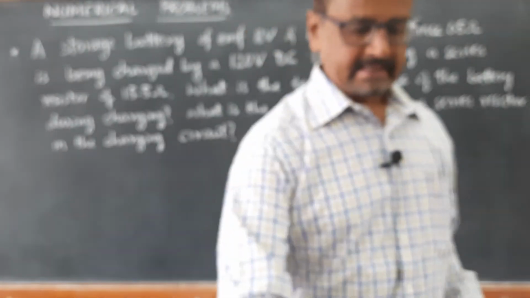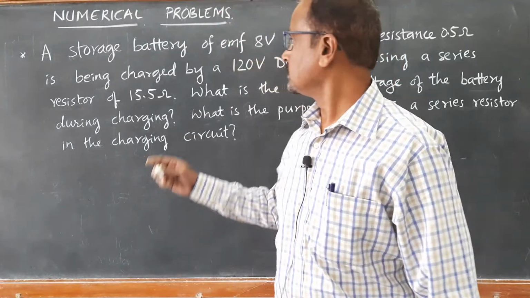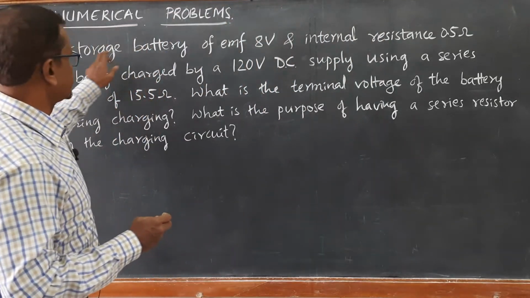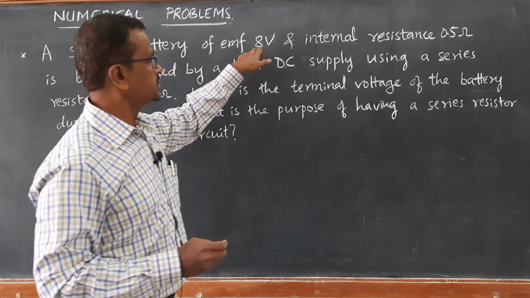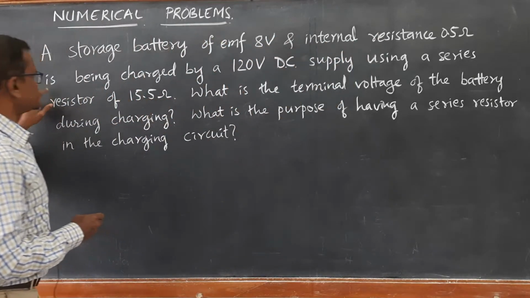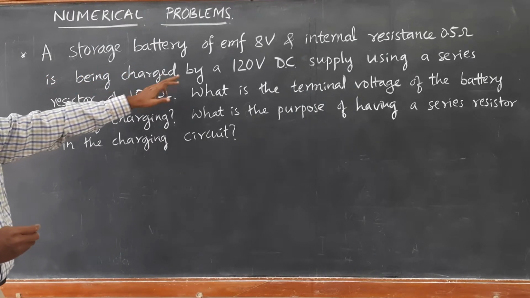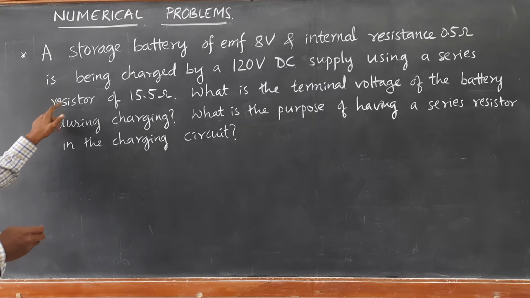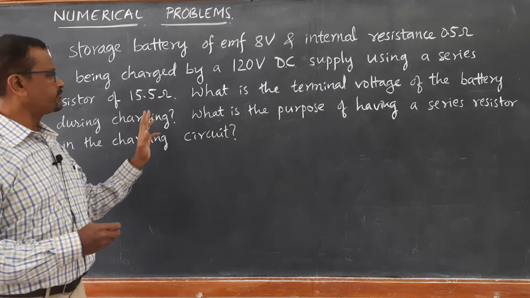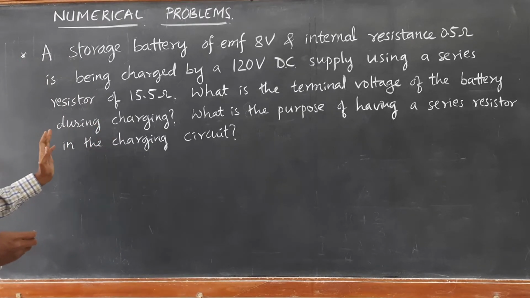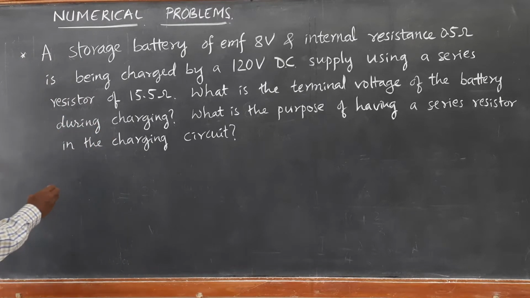The problem is like this. It is a problem of charging of a battery. A storage battery of EMF 8 volt having internal resistance 0.5 ohm is being charged by 120 volt DC supply using a series resistor of 15.5 ohm. So, I will just draw the simple circuit diagram.